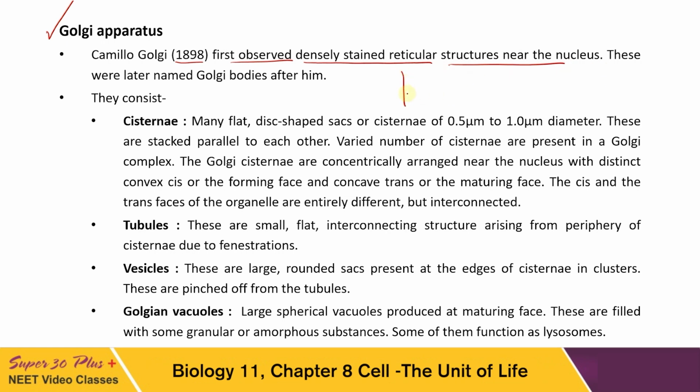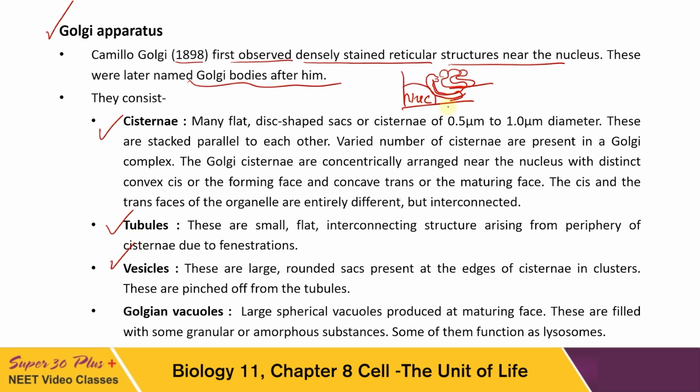This is an animal cell we have here, and this one is the nucleus. He found, close to the nucleus, a densely stained area where a compact structure was seen. That structure was named after him, that is Golgi bodies. As I told you while discussing ER, the Golgi body also consists of cisternae, tubules and vesicles. But the differences are there.